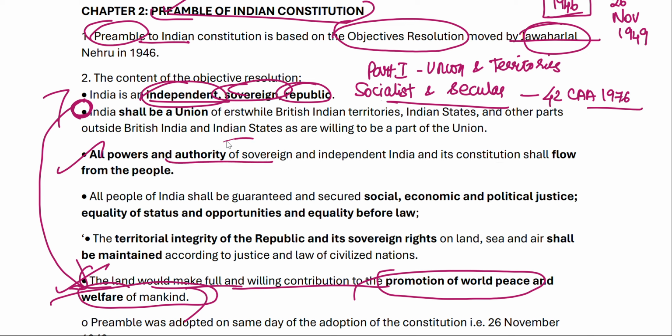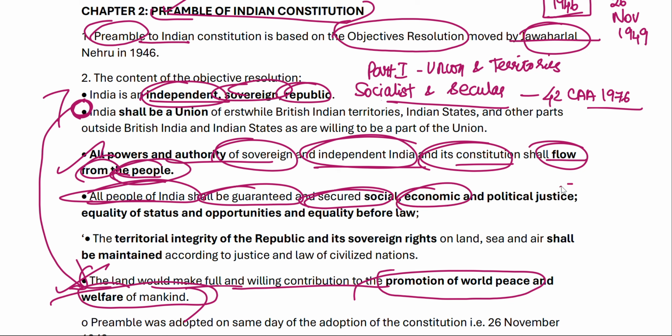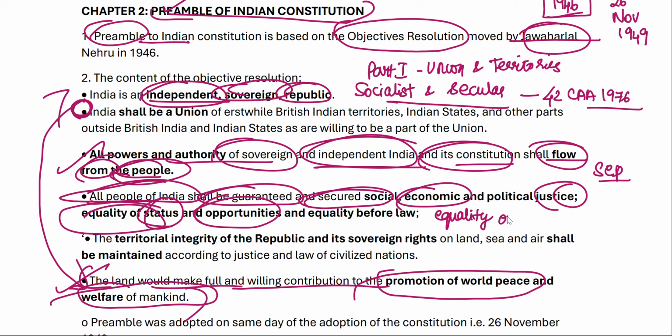All the powers and authority of the sovereign and independent India and its constitution shall flow from the people. It is flowing from the people. All the people of India shall be guaranteed and secured social justice, that is social, economic, and political justice. Equality of status, and then we have equality of opportunity.